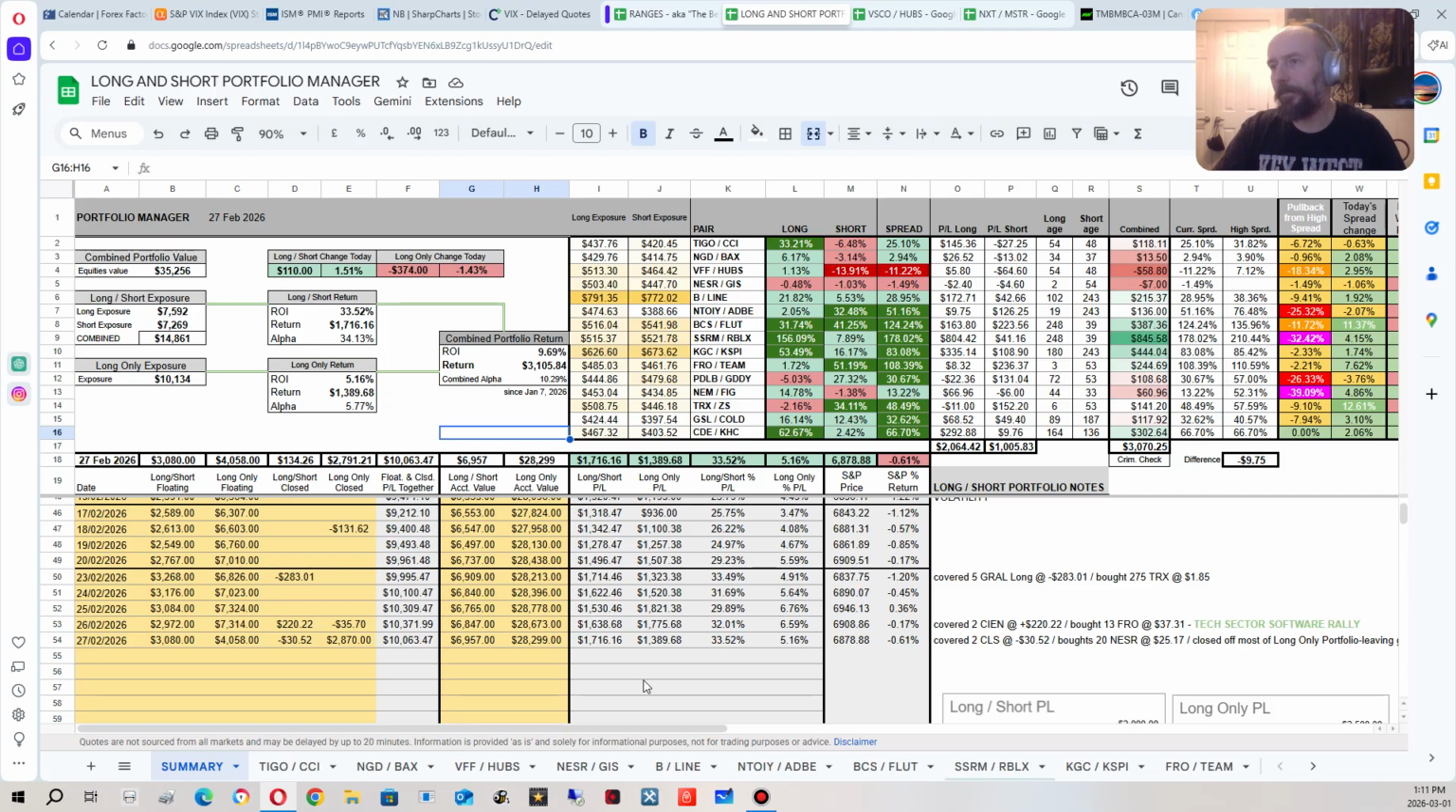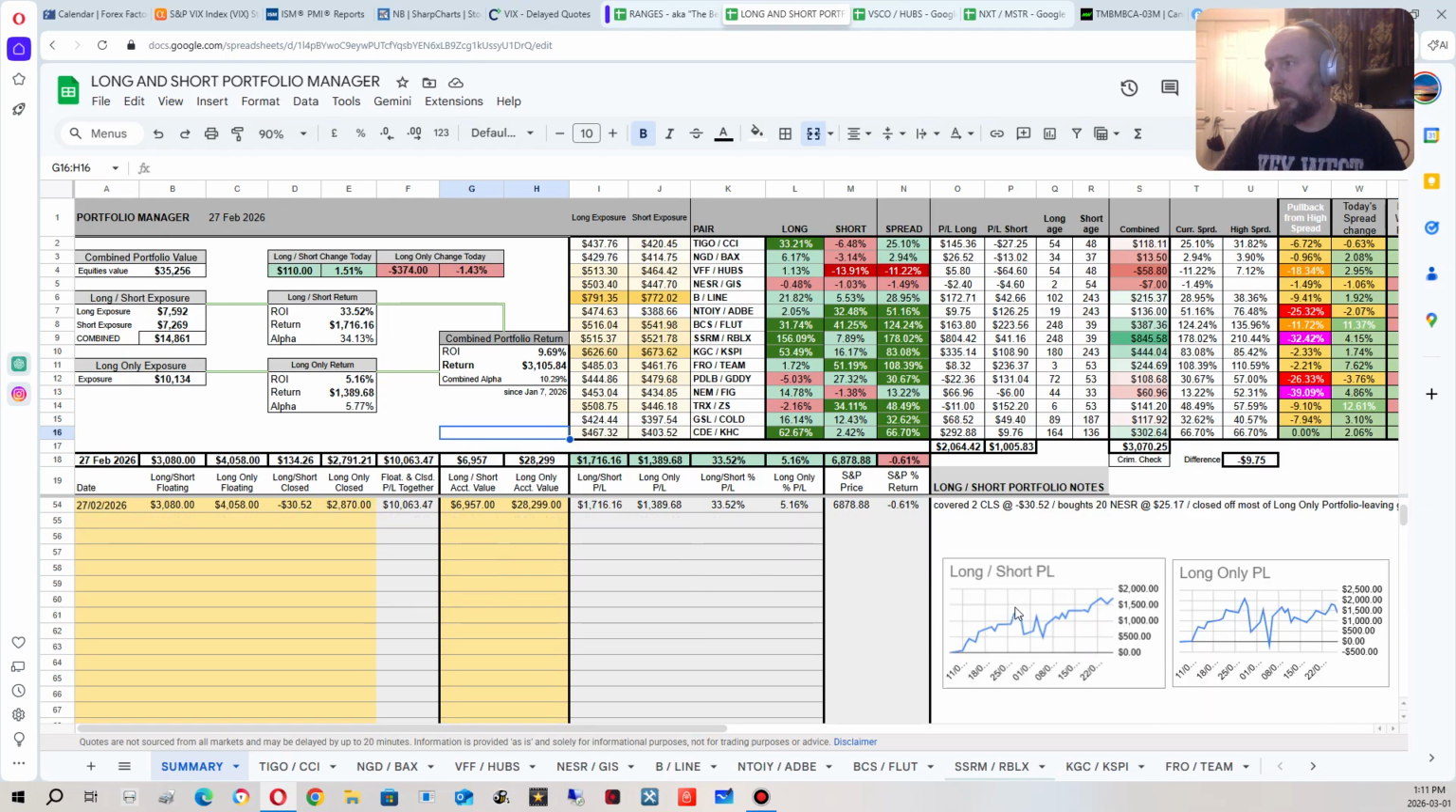And you see that. Below here is a chart of the long and short portfolio and then long only. You can see their results. So far, long only is up 17.16, which is 33.5%. And then long short is up 33%. And then long only is up 5% and 5%.